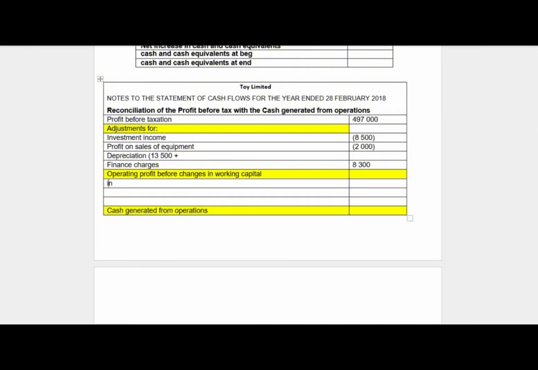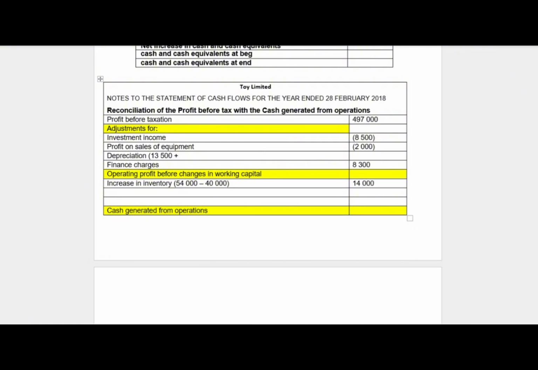So you come there and say increase in inventory, open brackets, 54,000 less 40,000. All right, so how much are you getting right there? Let's see. 54,000 minus 40,000. I'm getting a positive amount, an inflow of 14,000, right?